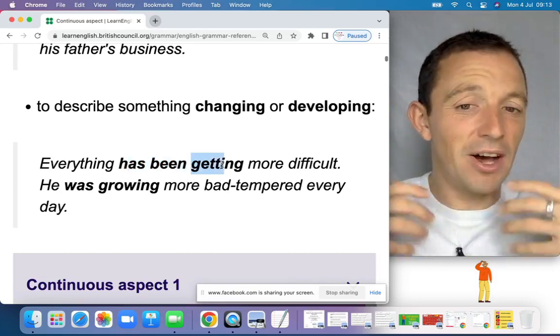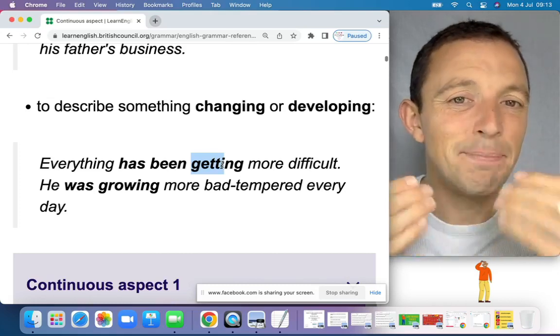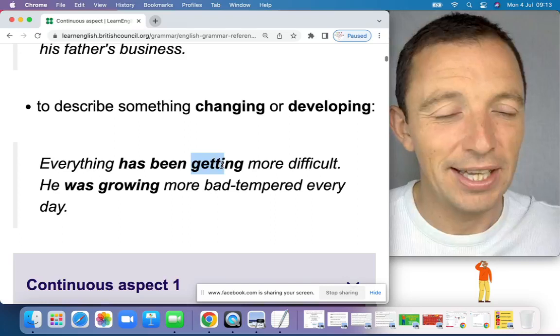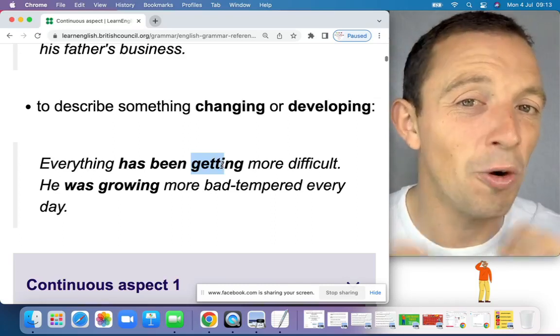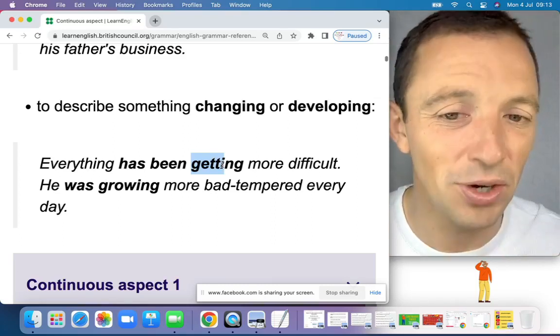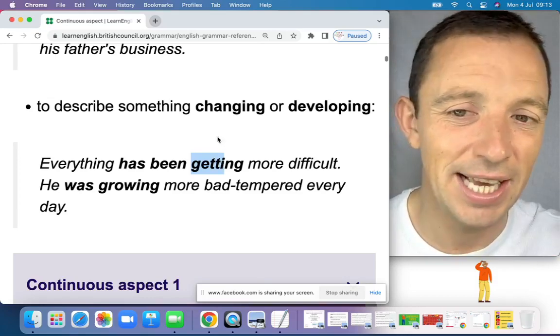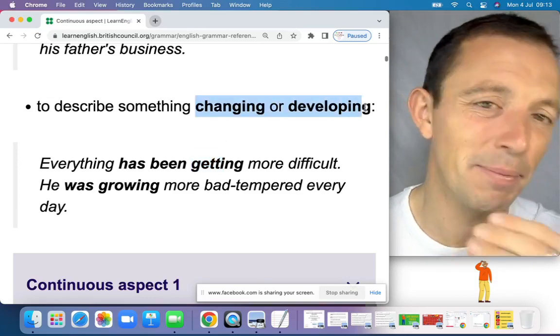The significance of get here is become. Remember, get tired, get hungry, get difficult is to become, transform, convert, become more difficult. And this is something that is changing or developing. It's becoming.